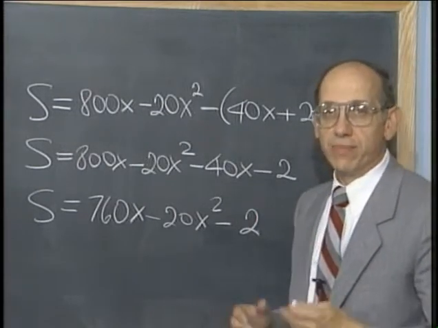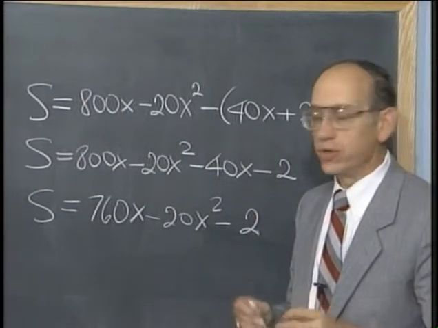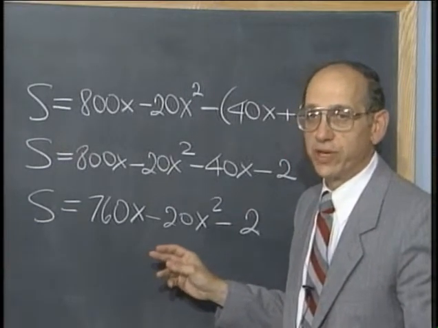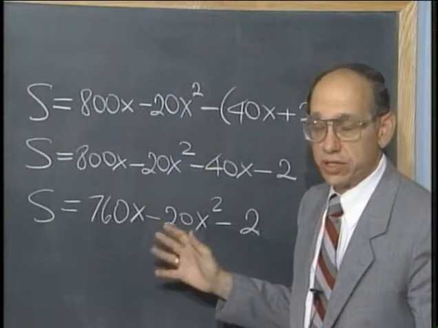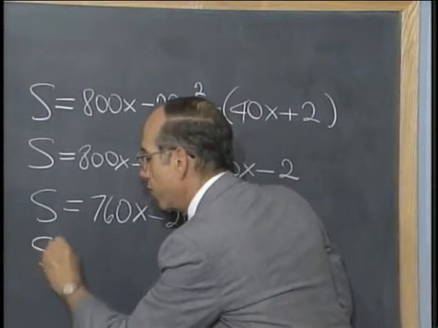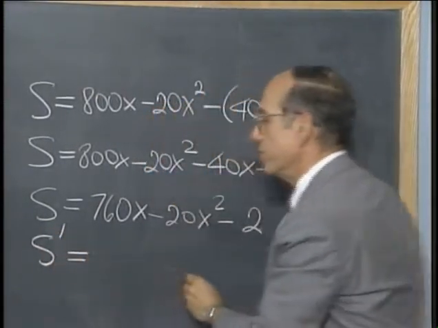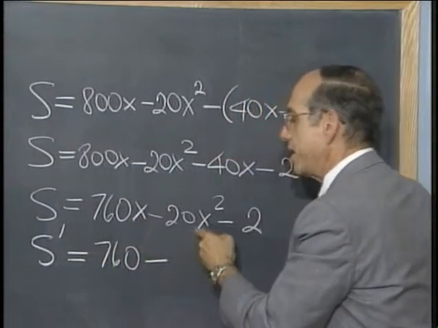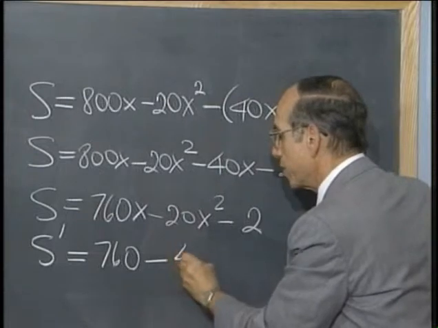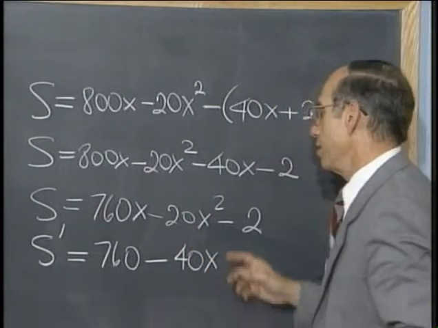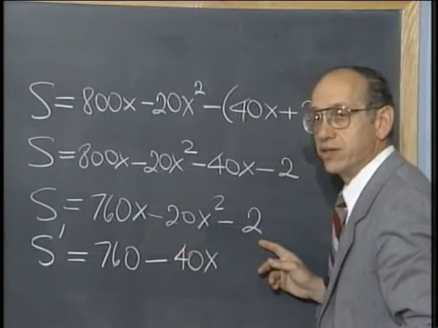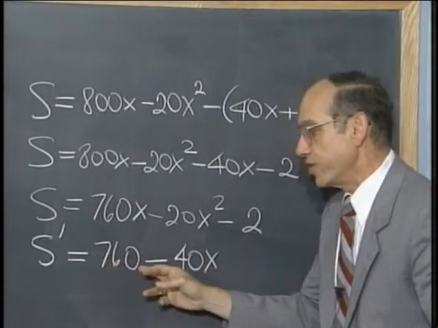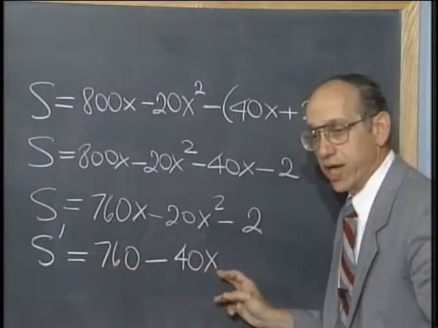And now to find the maximum profit, all I have to do is find the derivative of the profit and get the critical point by setting the derivative equal to 0. So S prime is equal to the derivative of 760x, which is 760, minus the derivative of 20x squared, which is 40x. The derivative of minus 2 is again 0. And we're left with this very simple expression, S prime equals 760 minus 40x.